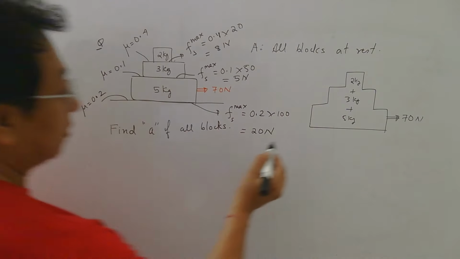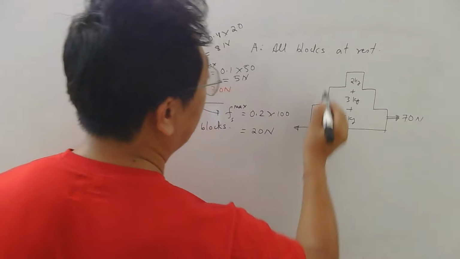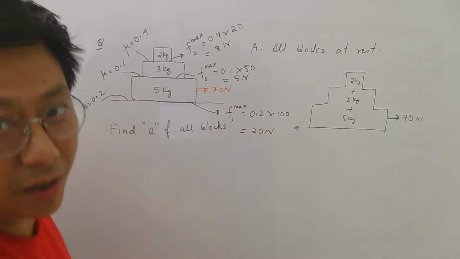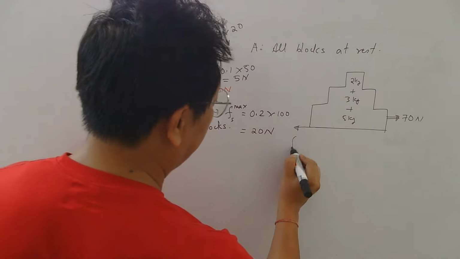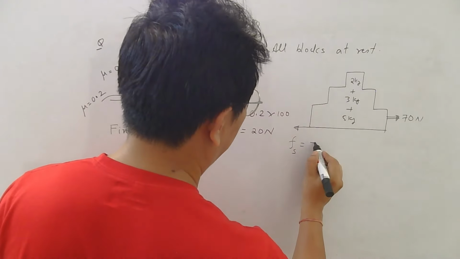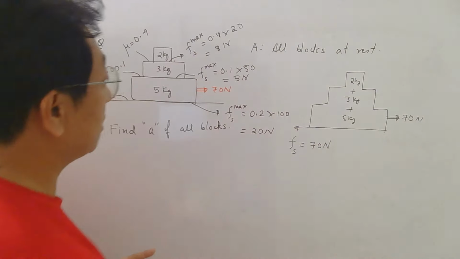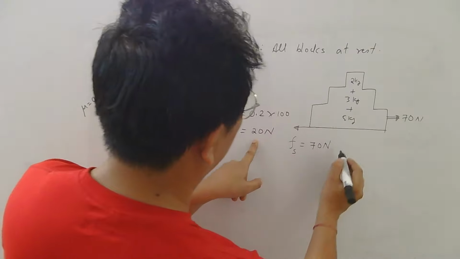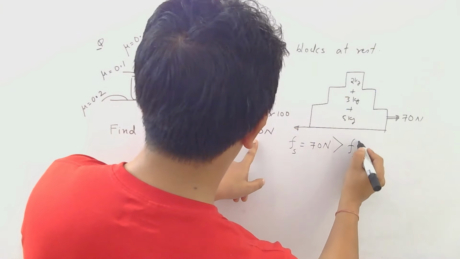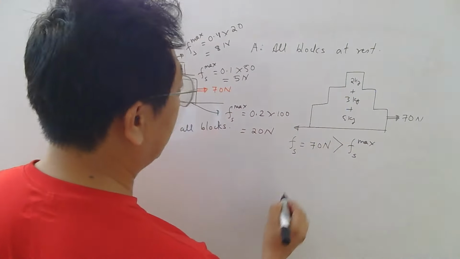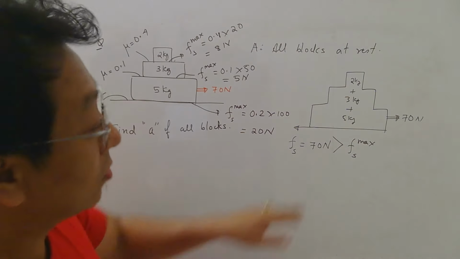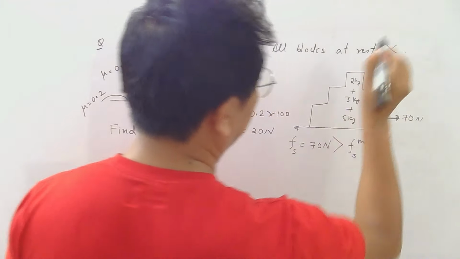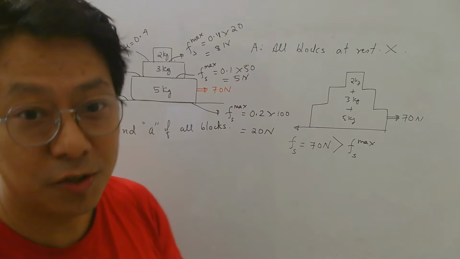So from the floor there will be a friction, and since I assumed all are at rest, everything is at rest, means acceleration should be 0. So friction here should balance the 70 Newton. But what is the max value of friction here? Max value of friction here is 20 Newton. So 70 Newton is greater than max value. So clearly our assumption is wrong. So clearly here slipping will start. So all the blocks are at rest is not correct.